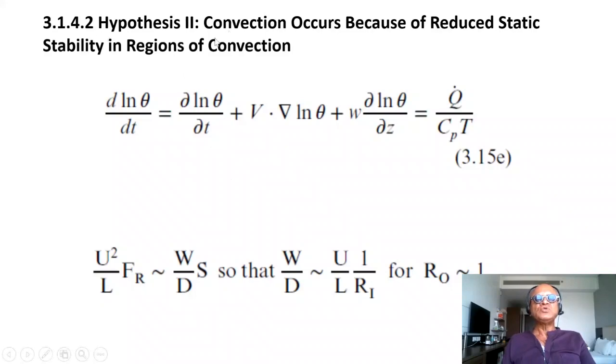Hypothesis 2 then says that convection occurs because of reduced static stability in regions of convection. As we said, this is a bit of a circular argument because it doesn't explain where the convection itself would come from, but convection obviously mixes up and reduces the static stability.